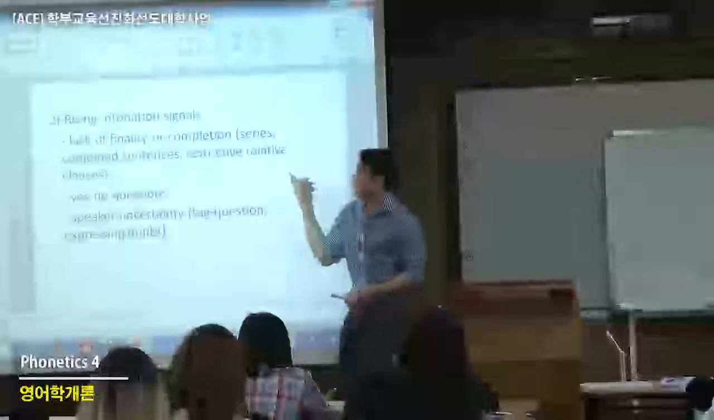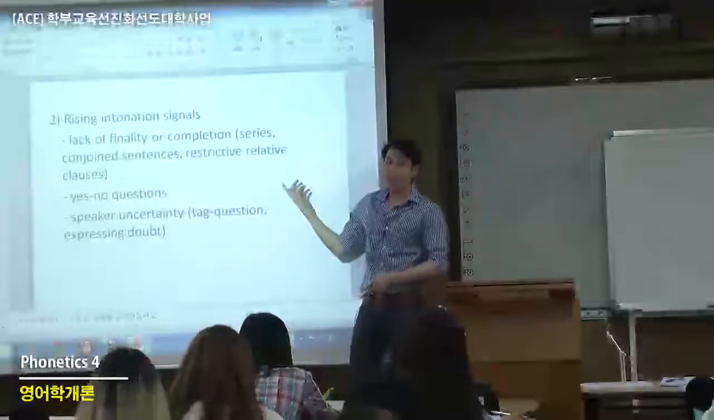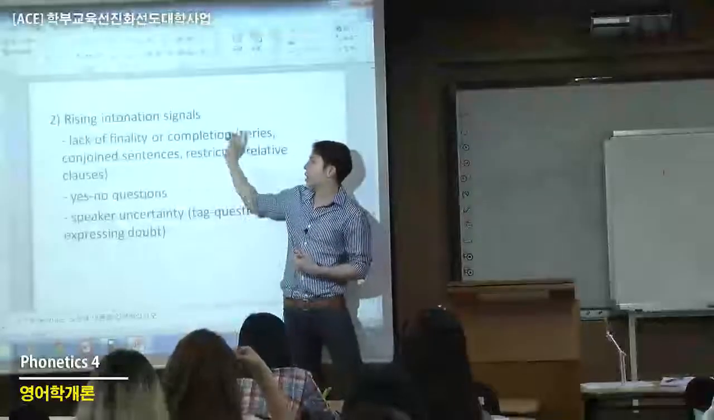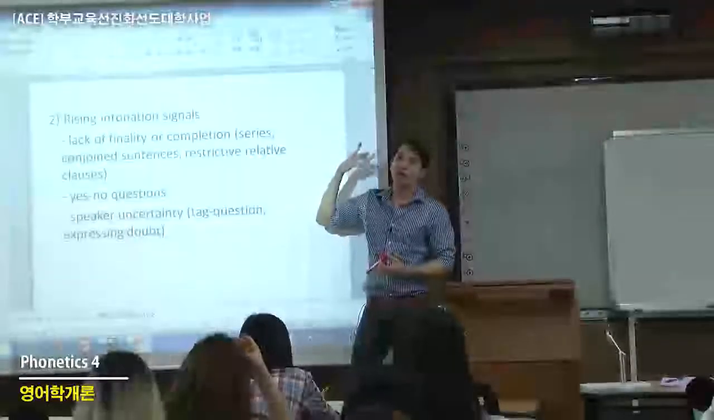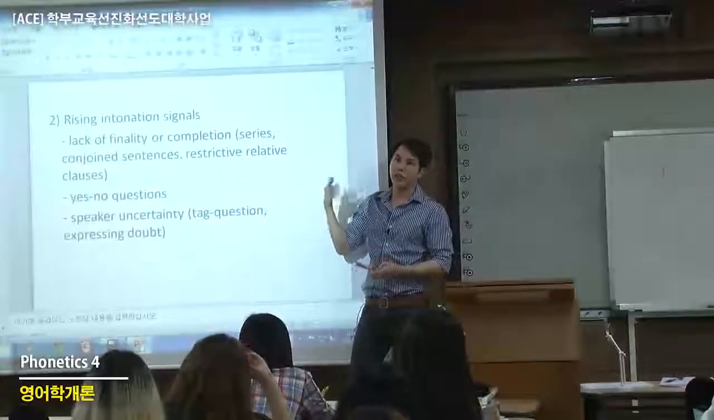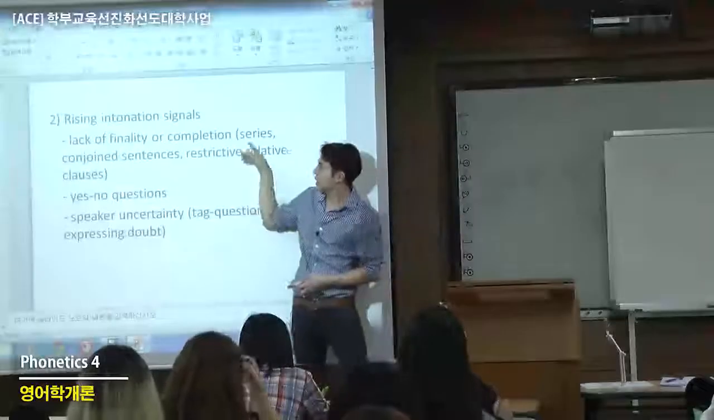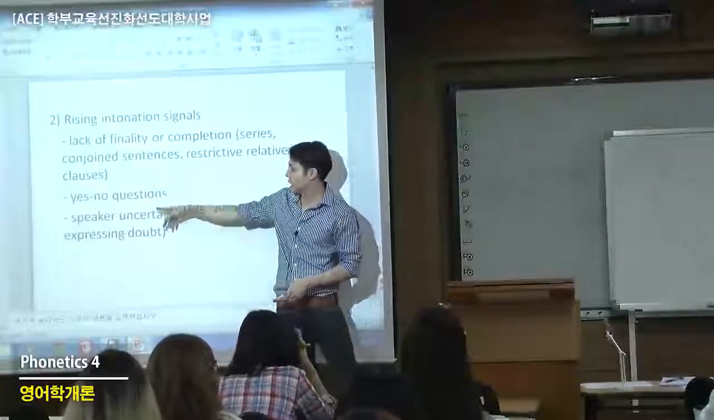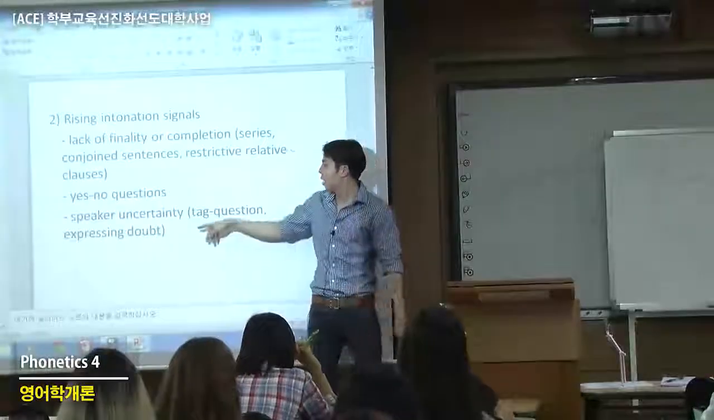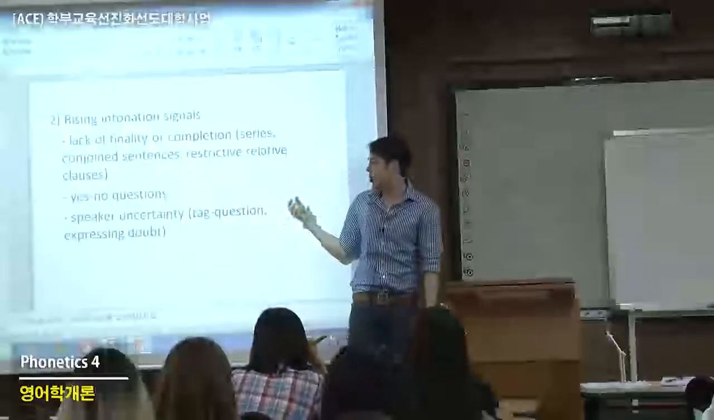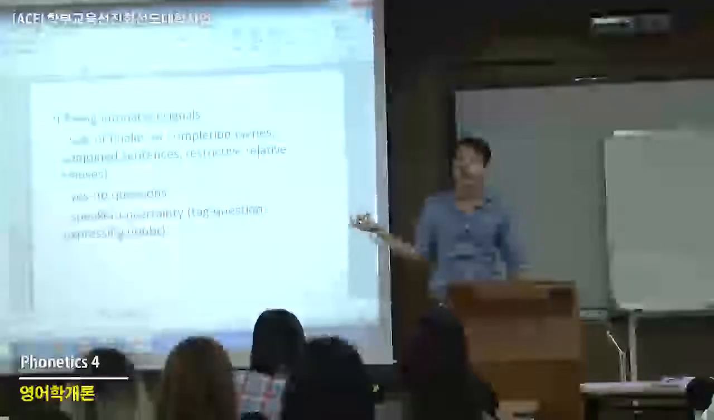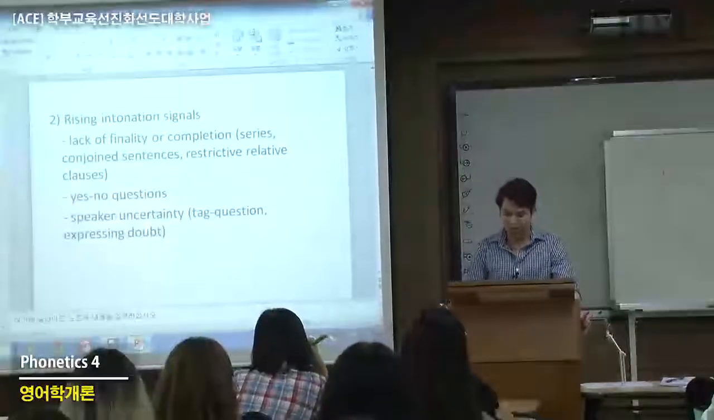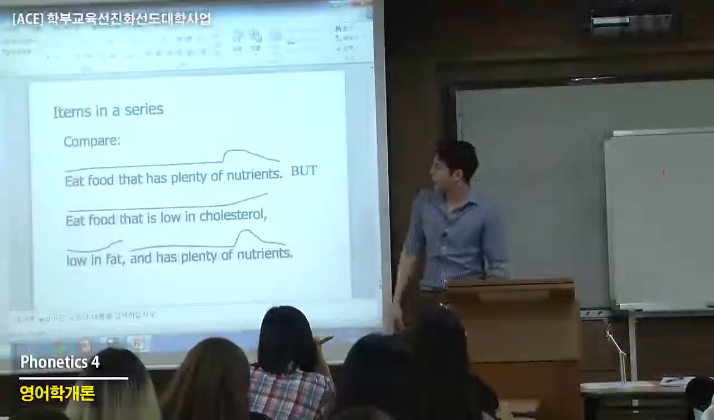The second intonation pattern is the rising. Again, rising suggests lack of finality, not finished, right? When your sentence is not finished, like series, conjoined sentences, restrictive relative clauses, yes-no questions, right? And also it can suggest speaker uncertainty, a question about something that you don't have the answer to.